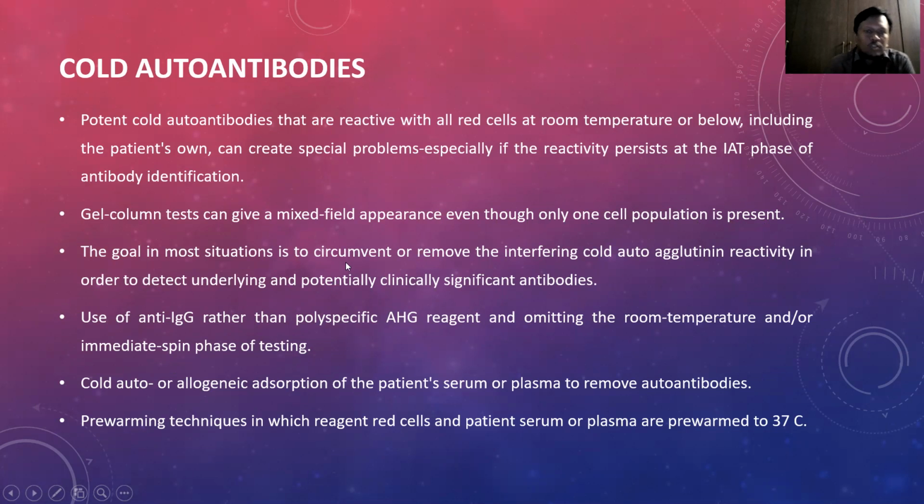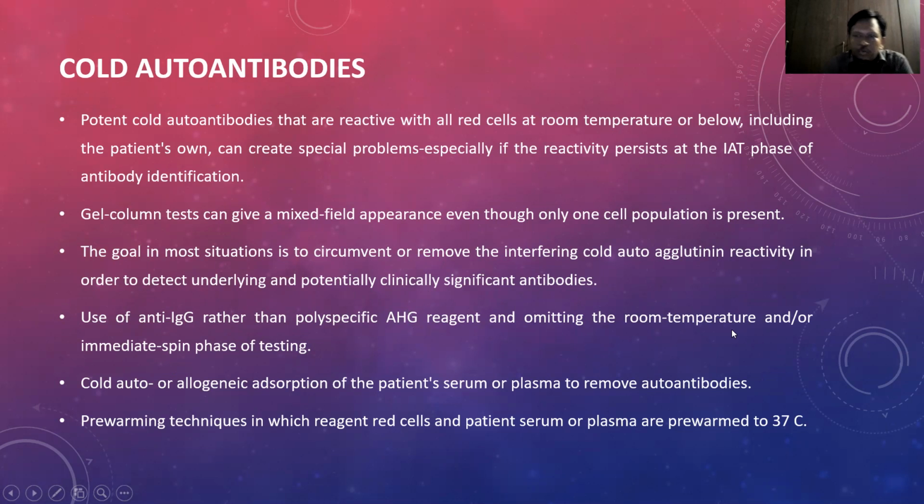The goal in most situations is to circumvent or remove the interfering cold autoagglutinin reactivity in order to detect underlying and potentially clinically significant antibodies. The same issue can occur: the cold antibodies can mask a clinically significant antibody. The better choice is use of anti-IgG rather than polyspecific, because most of the cold antibodies are IgM, and these IgM antibodies can activate complement. If you are using a polyspecific, it can cause a crossmatch incompatibility.